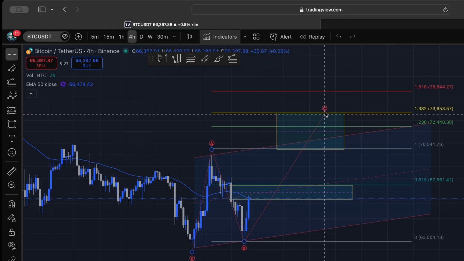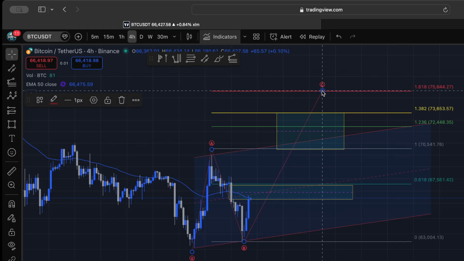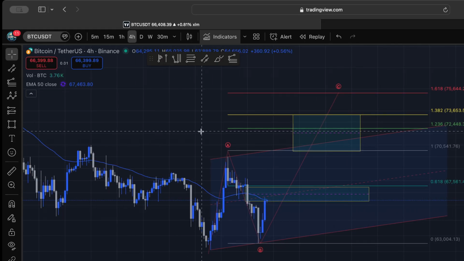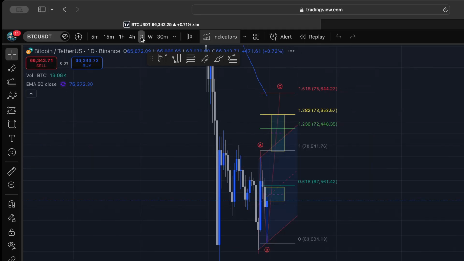Now, 10% of the time, you'll see Bitcoin get very excited because of too many buyers coming into the market, too much hype, too much FOMO, too much dumb money, and you'll see an extended wave C that pushes up to 75,644, right? Now, that's all you really need to be watching on the 4-hour to understand where this roadmap is going. Yes?